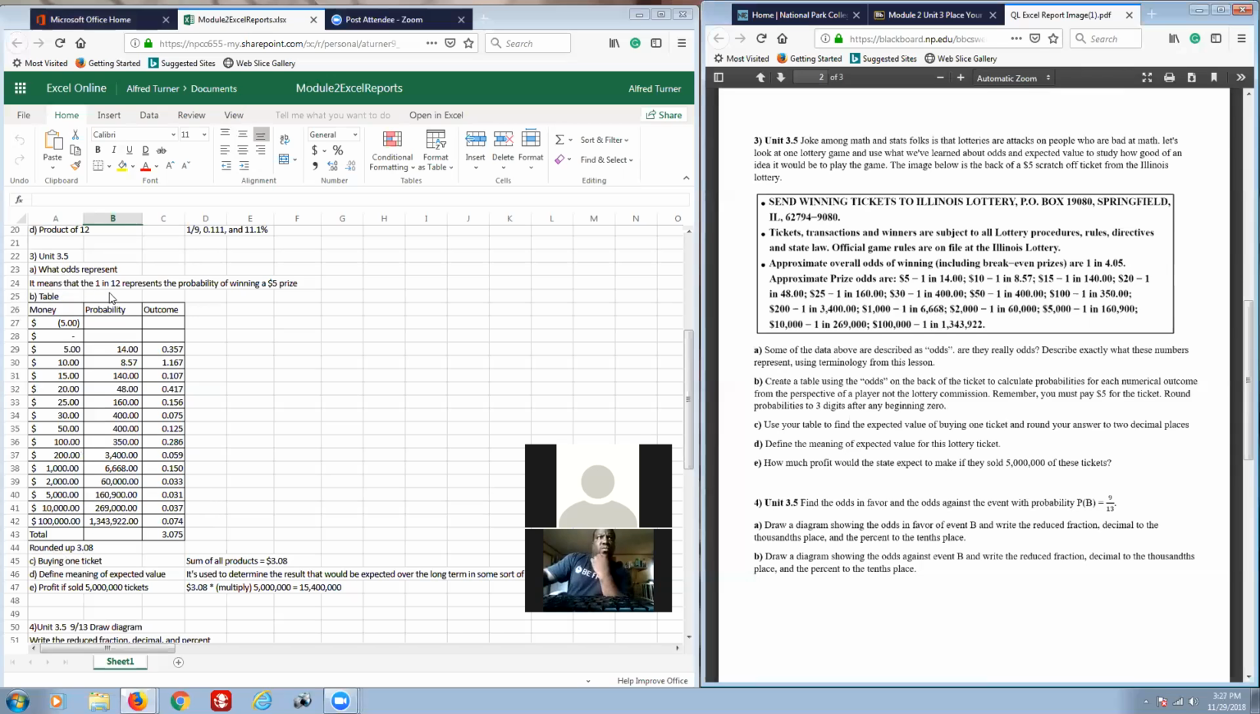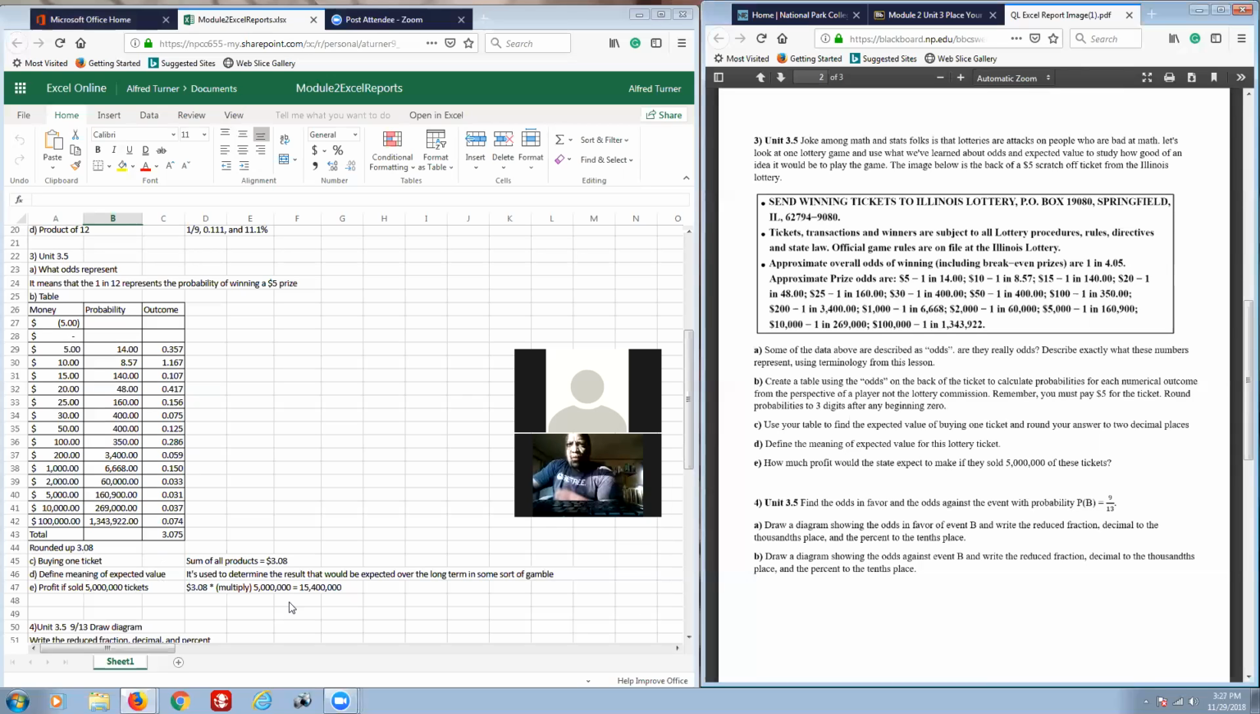Odds represent, it means that 1 in every 12 represents the probability of winning $5, which is the prize. Buying one ticket, it's $3.08. That's why I rounded up.